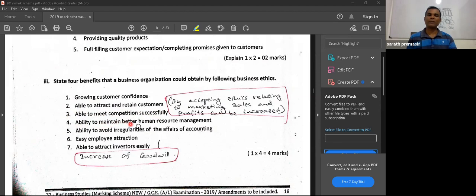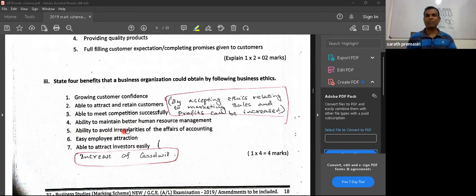The ability to maintain better human resource management. You see, when enrolling new employees, and then when promoting, when transferring, the business is practicing favorable business ethics, so that employees are well encouraged over this type of human resource management.